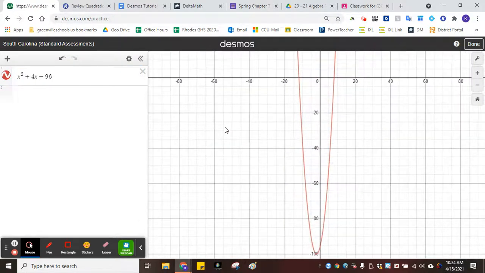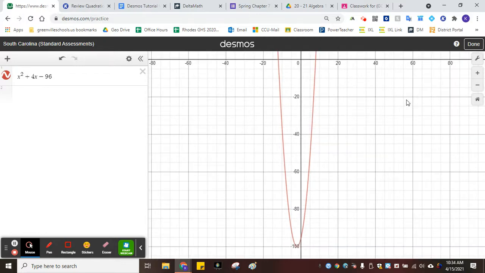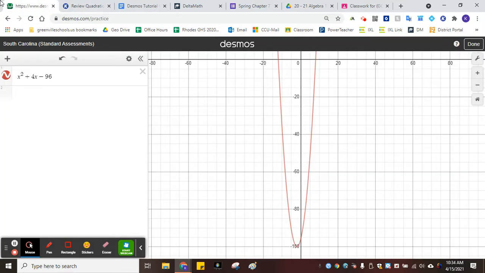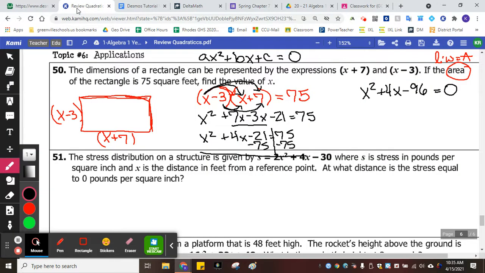So our answers are where you cross your x-axis, your roots, your solutions, all of that. So where we cross our x-axis, we have two answers, negative 12 and 8. So x equals negative 12 and x equals 8.